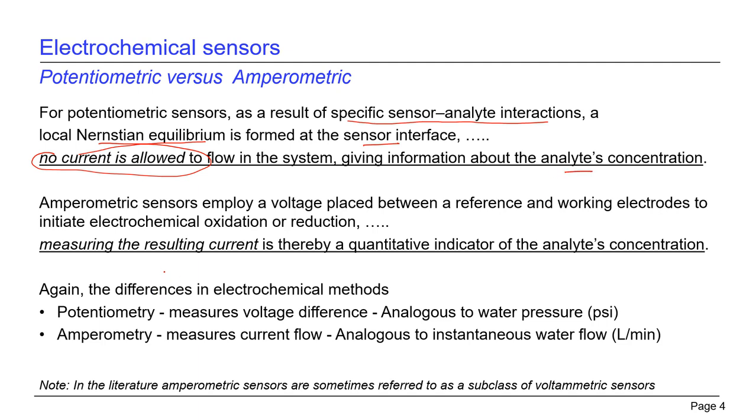We're in a little bit different situation with amperometric sensors, where a voltage is placed between the reference and working electrodes to initiate an electrochemical oxidation or reduction, okay? So now, instead of no current being allowed, we're measuring the resulting current, which is a quantitative indicator of the analyte's concentration. Again, the difference is that in electrochemical methods, one measures voltage, the other measures current flow. I would say that in the literature, amperometric sensors are sometimes referred to as a subclass of voltammetric sensors, but that distinction is not all that important to dive into right now.